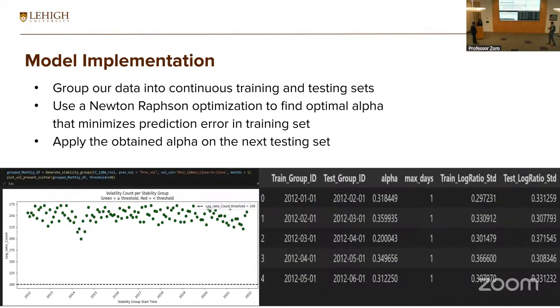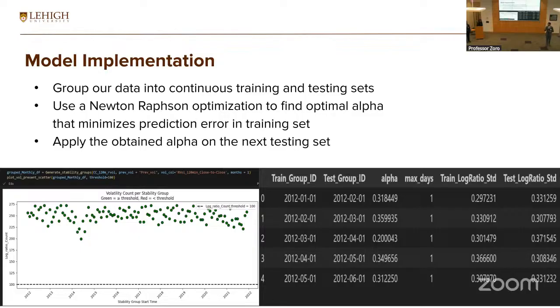So now we have our model, a very simple model. How did we implement this model? As I said, we wanted to optimize alpha. So what we did was we grouped each 2-hour volatility prediction that we had into monthly. So we trained the optimal alpha that would minimize our prediction error on, let's say, January, and then we tested that alpha on the next month, February. And then we did that rolling to see the stability of this model.